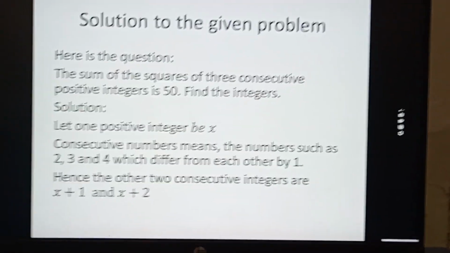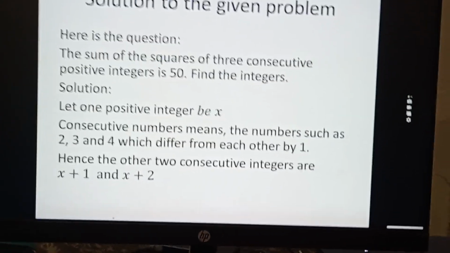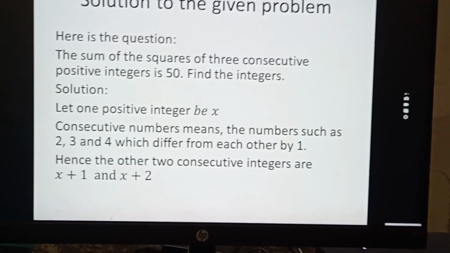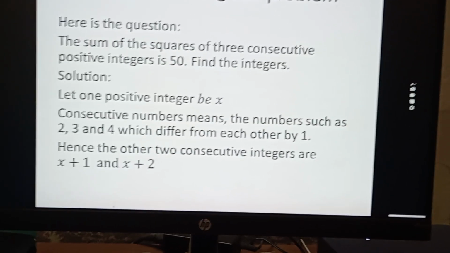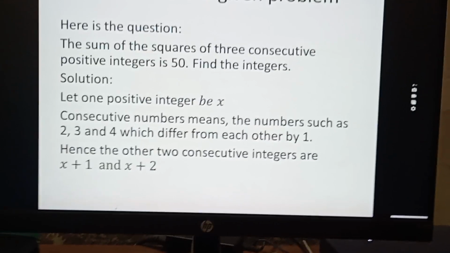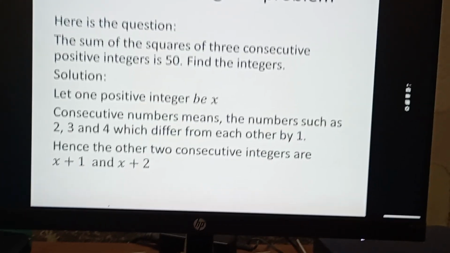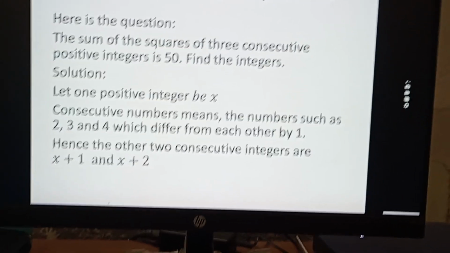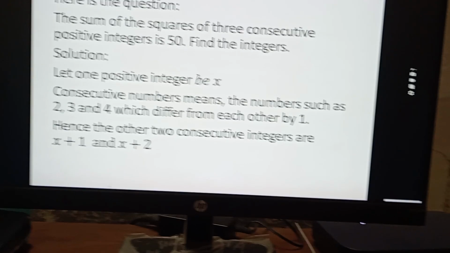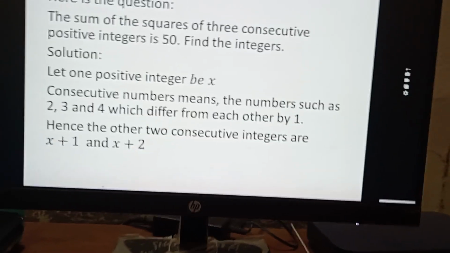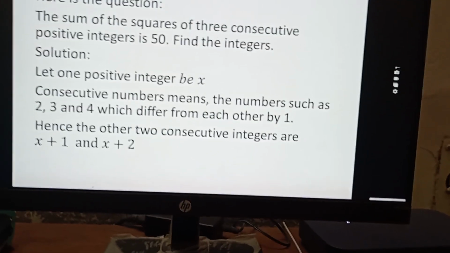Solution to the given problem. Again, we present the question. The sum of the squares of three consecutive positive integers is 50. Find the integers. Solution. Let one positive integer be x. Consecutive numbers means numbers such as 2, 3, 4, then 3, 4, 5, and so on, which differ from each other by 1.